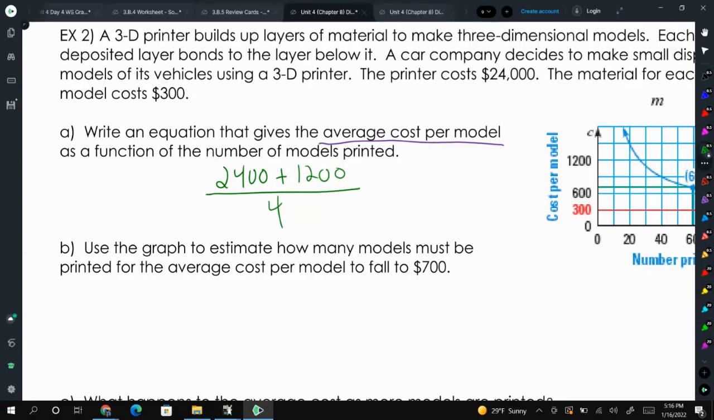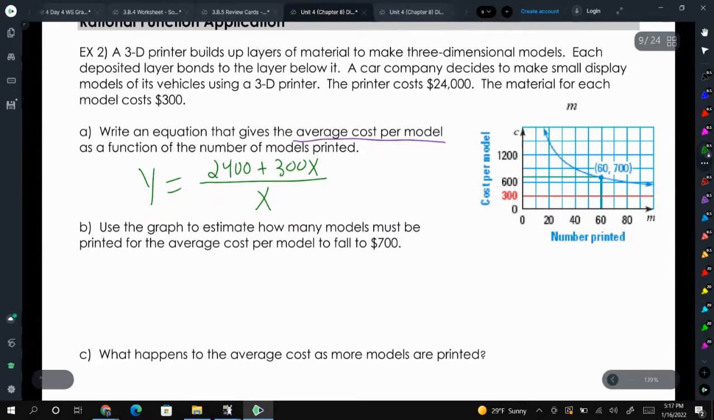But we want to create an equation for any number. So each model was $300, and we multiply that by the number that we printed. And then we're also going to divide by the number we printed to get the average. So if we did 10 models, we would divide by 10. So this would be our function for the average cost per model.